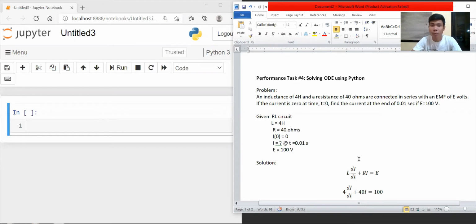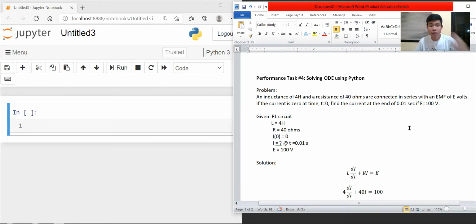So we have a problem here. An inductance of 4 Henry and a resistance of 40 ohms are connected in series with an EMF of E volts. If the current is 0 at time t equals 0, find the current at the end of 0.01 second if E is equal to 100 volts.